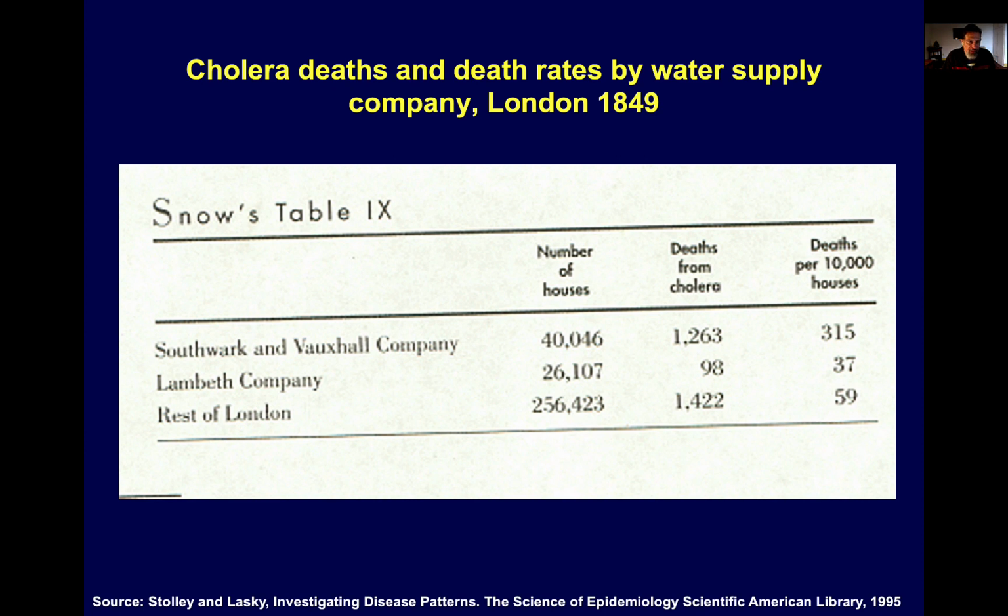And Snow compiled this information, the deaths from cholera, ultimately looking at it at the household level, and compared the death rate per 10,000 households for the Southwark and Vauxhall Company to that of the Lambeth Company. And you can see that there was quite a big difference in the rate.